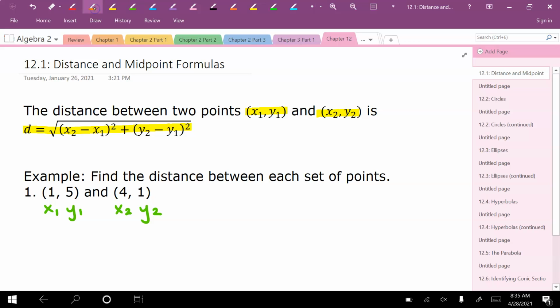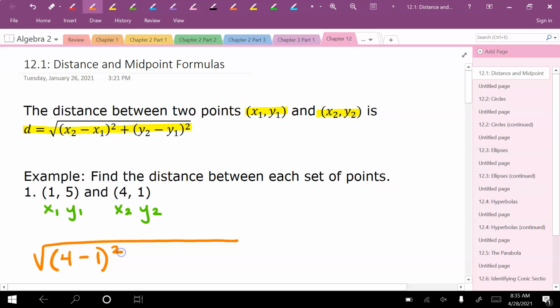All right, so underneath the square root sign, I'm going to do my x2 minus my x1. So x2 is 4, and x1 is 1. So I'm going to do 4 minus 1, and then that's squared. And then for my y's, I'm going to do 1 minus 5, and then that's also squared. So I'm going to do my subtraction here first. I'm going to simplify this. So 4 minus 1 would be 3, so I have 3 squared. And then 1 minus 5 would be negative 4.